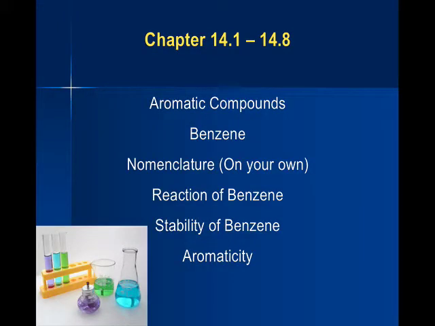So, what did we learn from chapter 13? We talked about conjugated dienes, or conjugated systems, but we focused mostly on conjugated dienes. What do we know about conjugated systems? Huh? They're cool? What do we know about them?